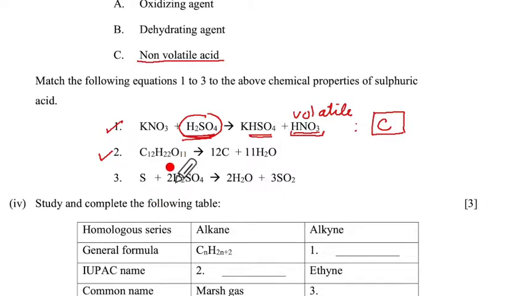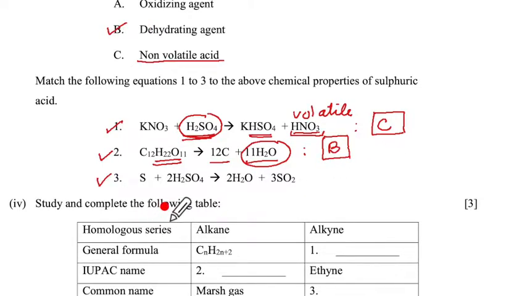Second reaction, C12H22O11 in presence of concentrated sulfuric acid is giving 12C and 11H2O, which means water molecule has been removed from this compound in the ratio 2:1. So this is your dehydrating property. Where is dehydrating property? B.